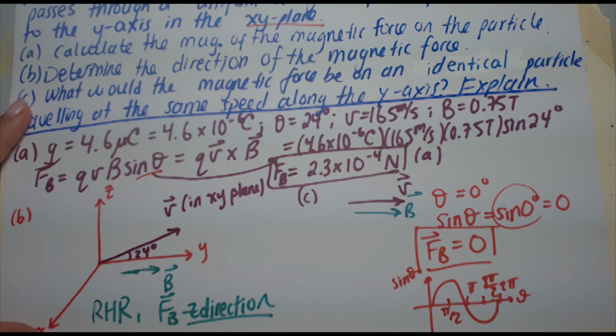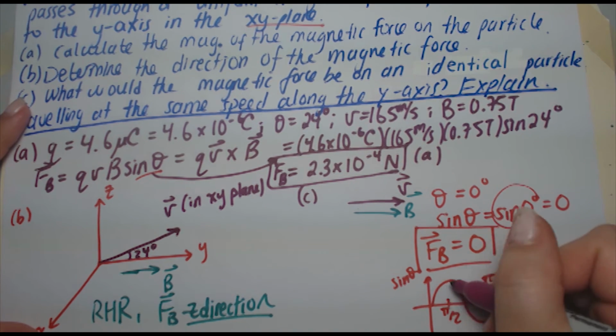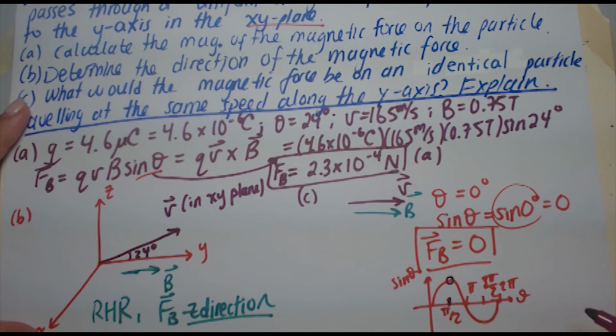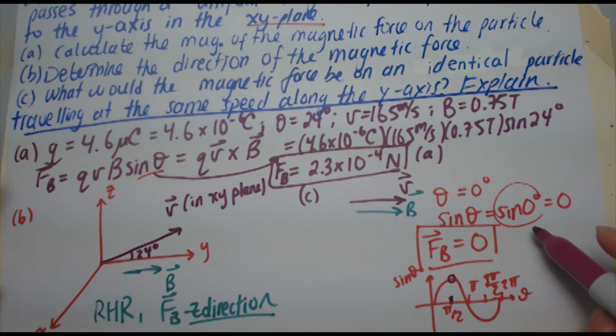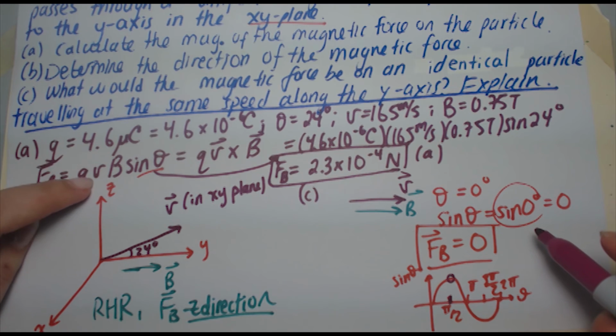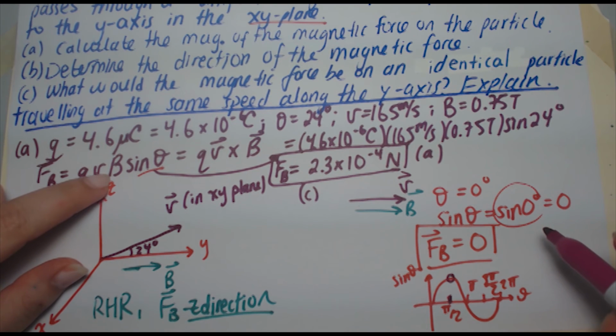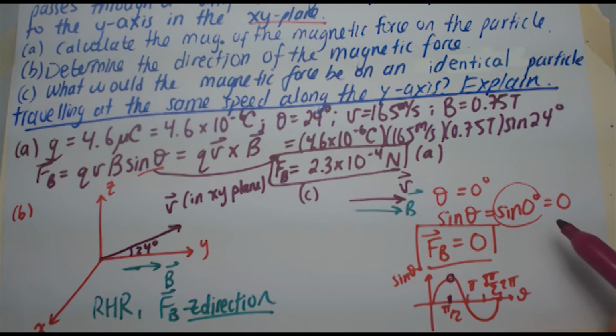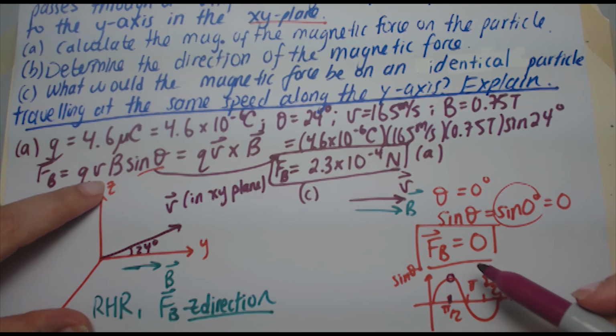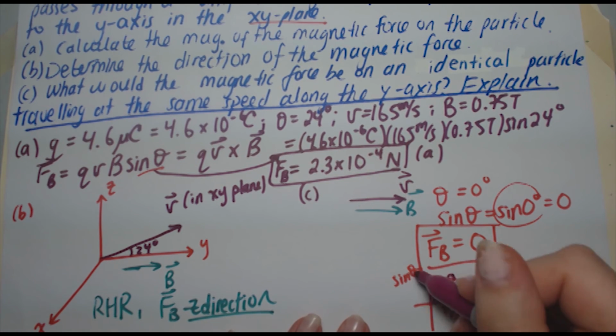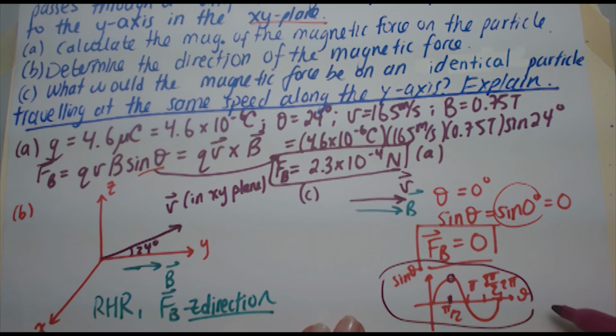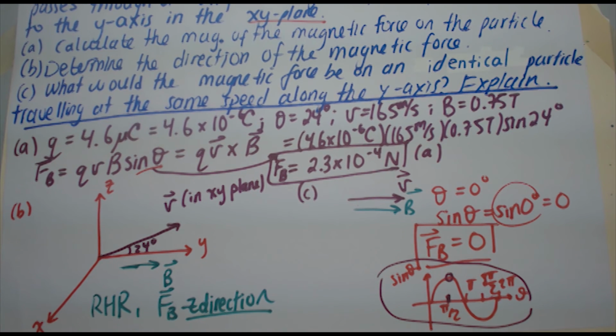You can see just by looking at this graph that the maximum value for sine occurs at the 90 degree or pi over 2 angle. Okay, so you get the maximum magnetic force when your velocity and your magnetic field are at right angles to each other. Okay, and you get the smallest when they're parallel to each other. But anyways, just always remember the graph of sine theta because that's what's of curiosity here.